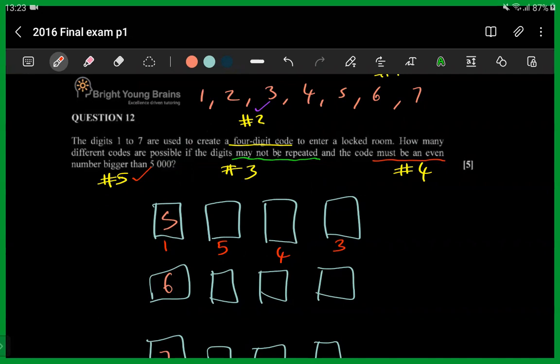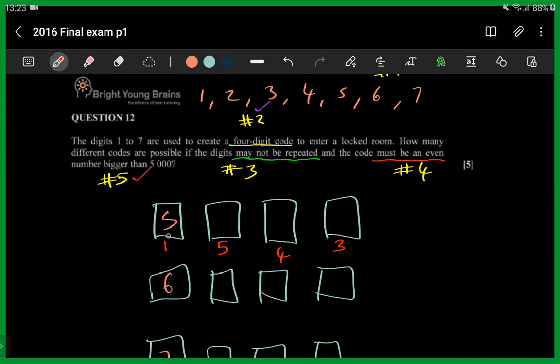You don't necessarily have to look at it from left going straight to the back. You have to satisfy your restrictions first. So the first restriction was it has to be 4 digits, so we put 4 positions. And then secondly, we want to think of numbers that are bigger than 5,000.